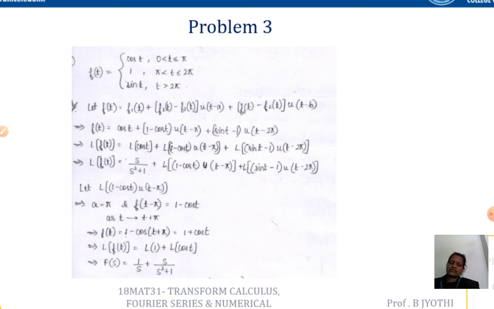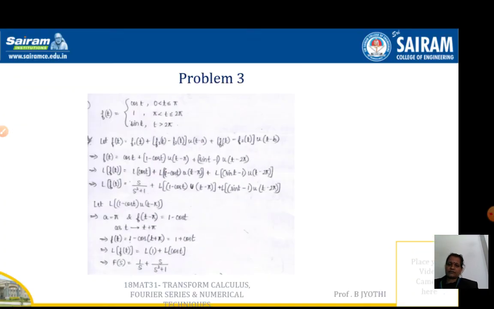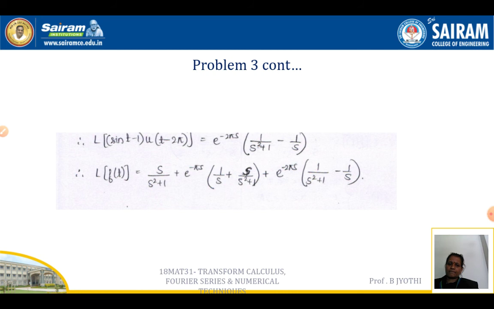Let us take the Laplace transform on either side. It will be L of 1 plus L of cos t. We know L of 1 is 1 by s and L of cos t is s by s square plus 1. This is f of s, so e power minus pi s has to be multiplied. So L of sin t minus 1 into u of t minus 2 pi will be e power minus 2 pi s into 1 divided by s square plus 1 minus 1 by s.